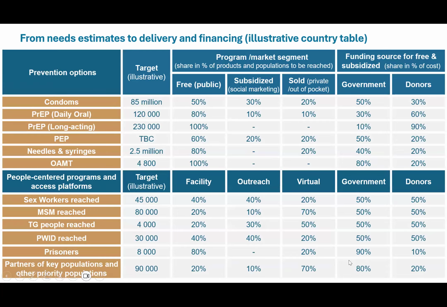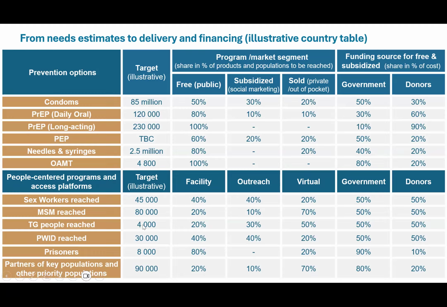And ultimately, the goal of this kind of exercise would be that it doesn't stop at the needs estimate. One would actually set then a target based on the needs estimate, and then think about how can we segment this between free public sector provision, between social marketing, between perhaps private sector components, sold and out-of-pocket components. How could the public and the subsidized segments be co-funded between governments and potentially international partners?